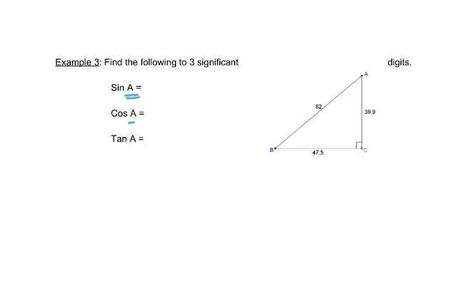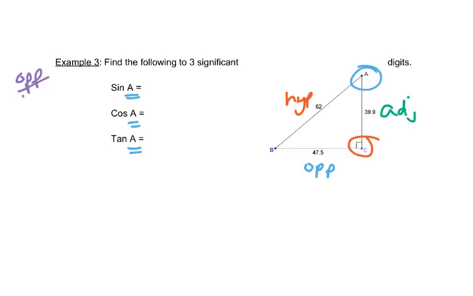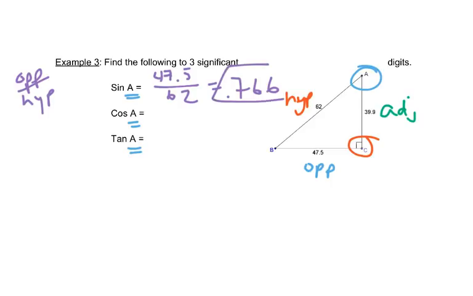In this problem, it tells us to use A for our angle, so here's my A. So across from that would be the opposite. Here's my right angle, so across from it would be the hypotenuse. And that means that the side that's left is adjacent. So remember that sine is opposite over hypotenuse. So that would be 47.5 over 62. So if I do that division, I get 0.766 for 3 significant digits. After that, 6 is a 1, so that 6 will stay the same.